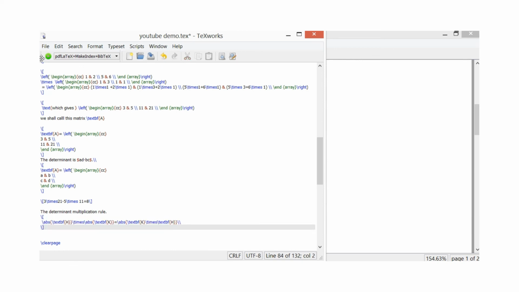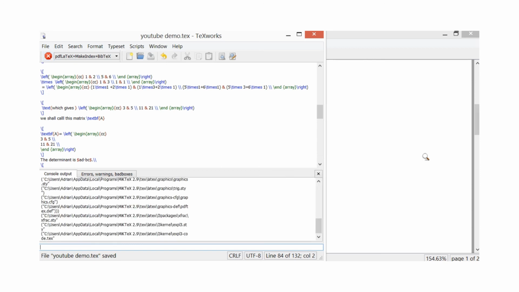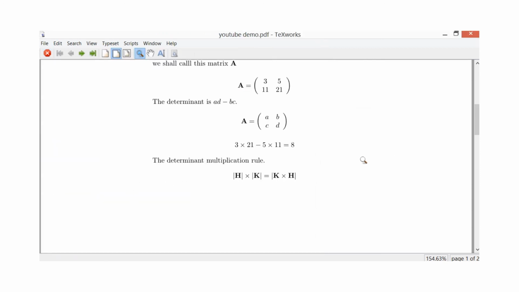Okay, so let's just run that now. Just check everything's okay. Okay, there we go. Right, so that's how to do matrices and determinants and a few little nice symbols in LaTeX, all displayed there for you.